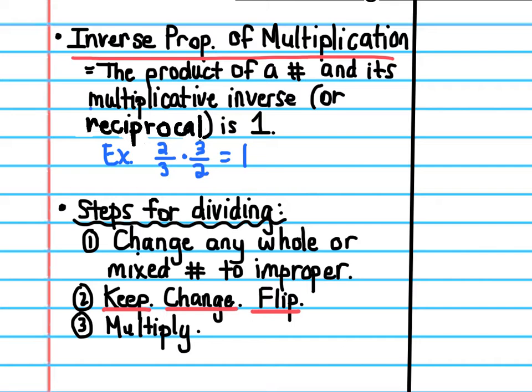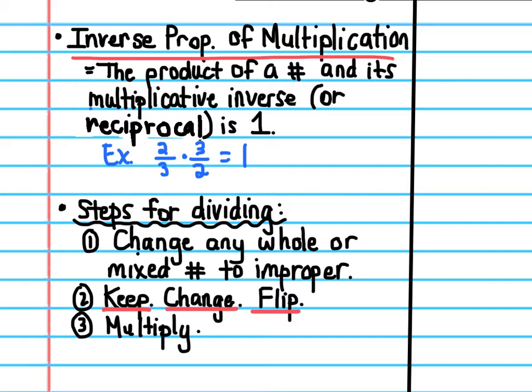So the first thing that we see here is the inverse property of multiplication, and this property says that the product of a number and its multiplicative inverse, this is a fancy word, we also call it the reciprocal, is 1. Okay, so for instance, if I have this fraction 2/3 and then I use the reciprocal or multiplicative inverse, which is 3/2, and I multiply them together, I'm always going to get 1. Any number and its multiplicative inverse will give you 1 when multiplied together.